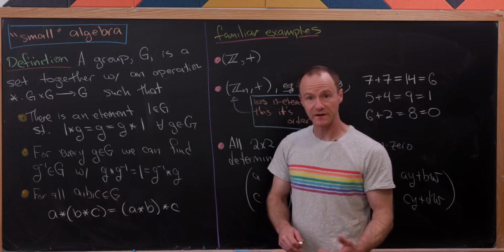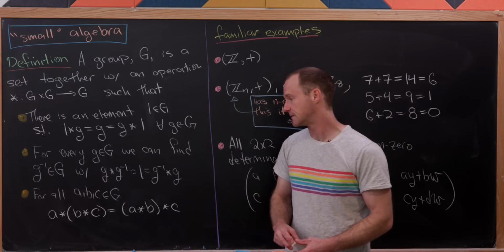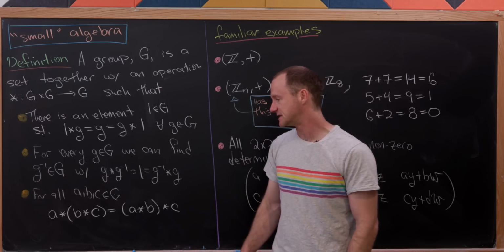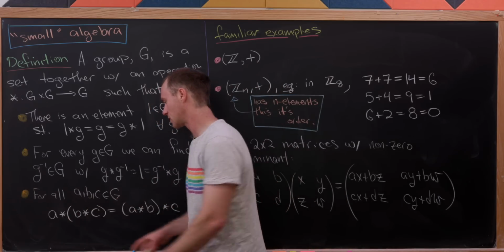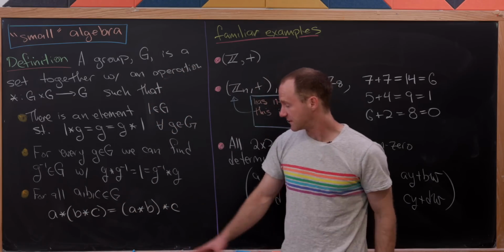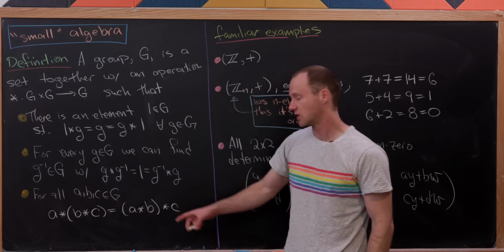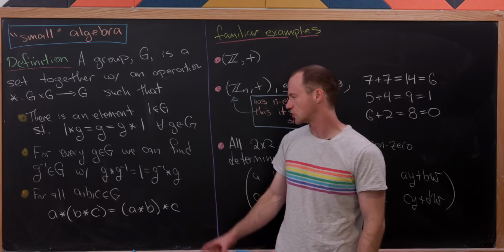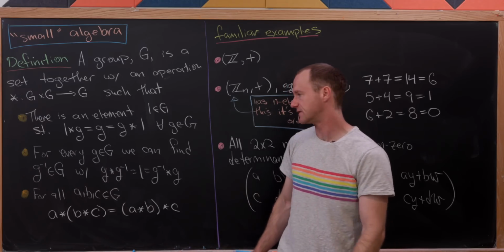And then one more thing that we need is associativity. So in other words, if we have a, b, c in G, if we do a star (b star c), we get the same thing as (a star b) star c. And let's just underscore again that we don't need commutativity here.